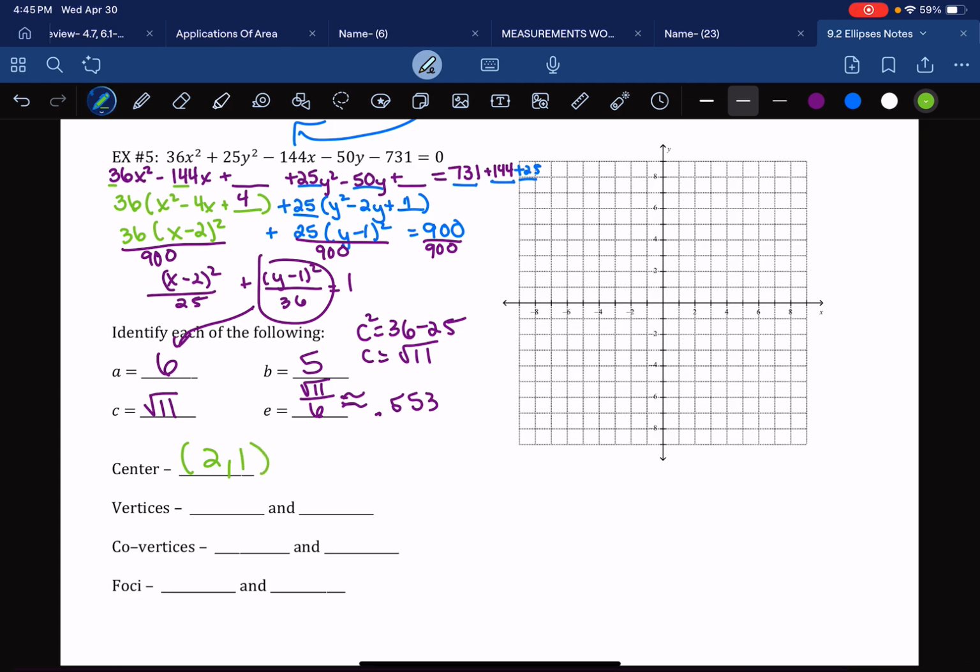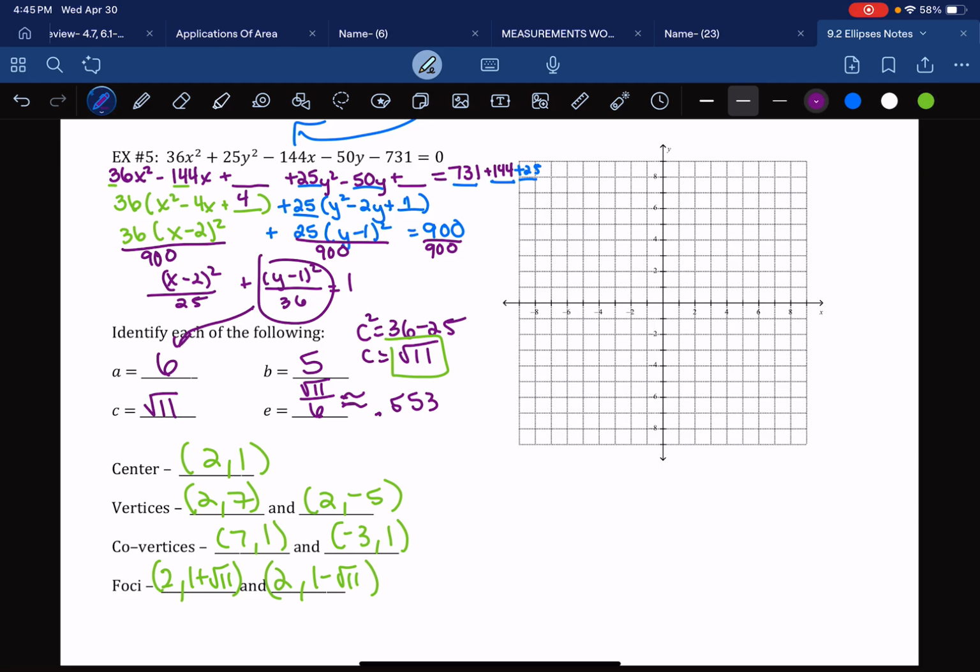Okay, and our vertices are going to be 2, 7, and 2, negative 5. Co-vertices are going to be 7, 1, and negative 3, 1. Foci, we have to add the square root of 11 to the y value because it's vertical: 2, 1 plus root 11, and 2, 1 minus root 11.